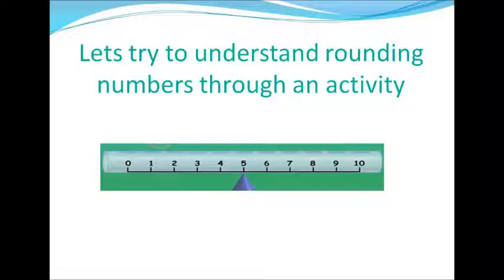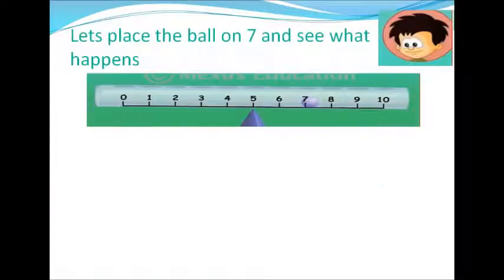Over here, a number pipe has been given to you, and the numbers which appear on the number pipe are from 0 to 10. 0 is on one extreme end and 10 is on the other extreme end, and all the numbers between 0 and 10 are written on this number pipe. Now, what will happen if we place a ball on the 7? Children, if we place the ball on 7, it will roll down to 10 or it will roll down to 0. We have to understand this.